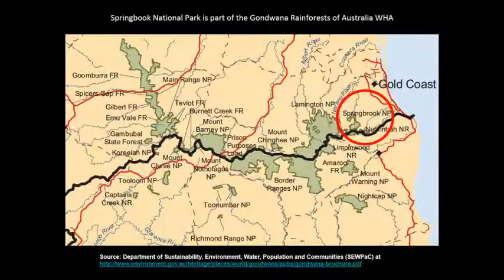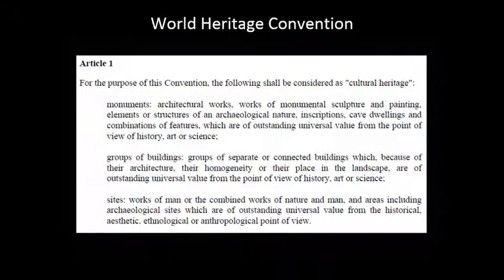So if we focus in, Springbrook is really just part of the series of national parks that stretch along the Queensland-New South Wales border, including Mount Barney and the like. Fantastic series of national parks.